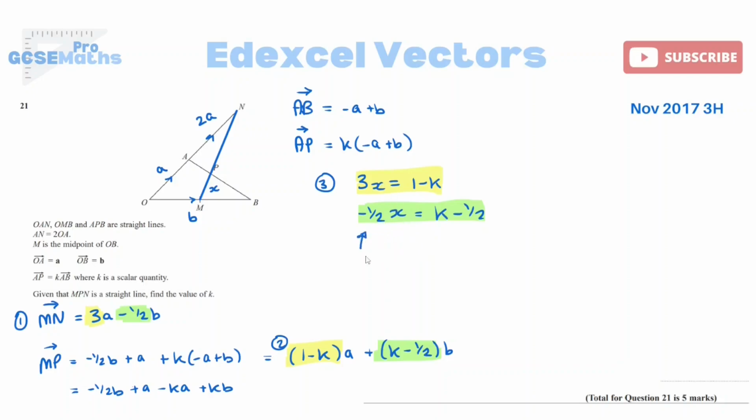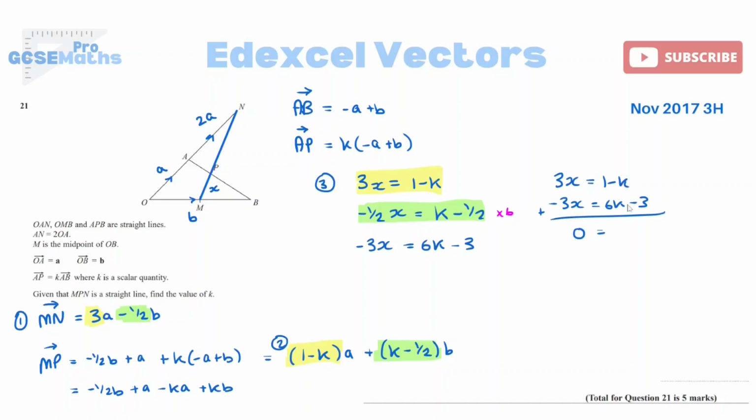So this one, the second one, I'm going to multiply by 6 because 3x and then minus 3x would match. So I'm going to multiply that one by 6, which will give me minus 3x equals 6k minus 3. And then do you see how these two would cancel each other out? Let's write that over here. So we've got 3x equals 1 minus k, then minus 3x equals 6k minus 3. If I add those, the x terms would cancel, so that'd be 0.